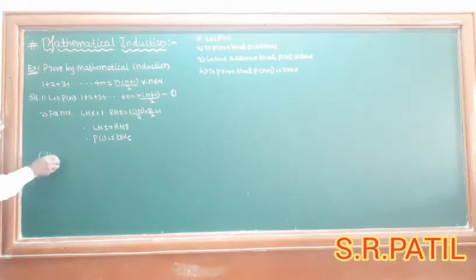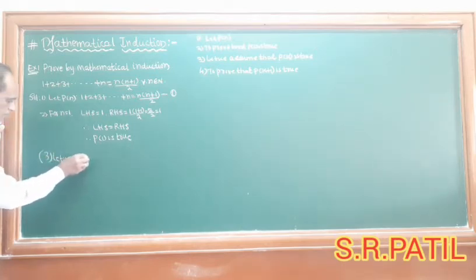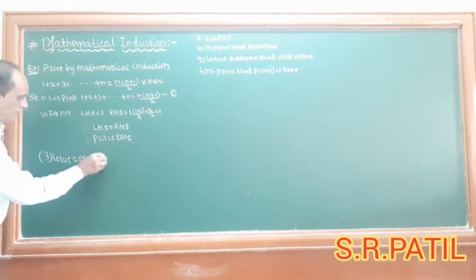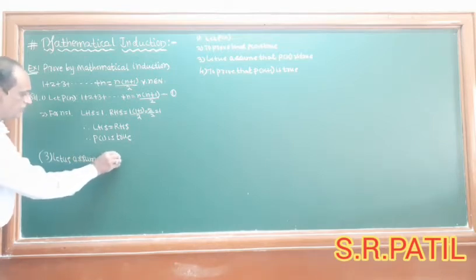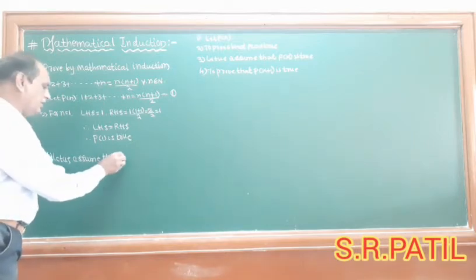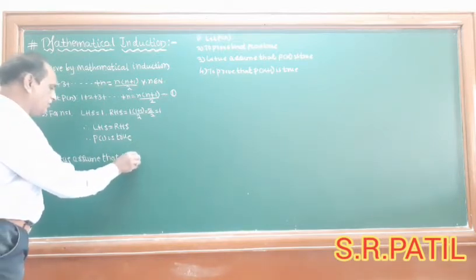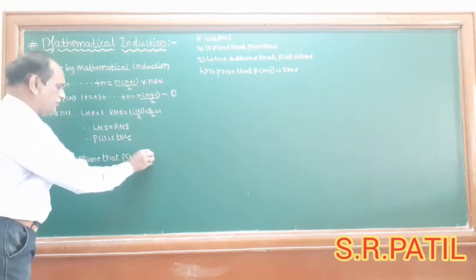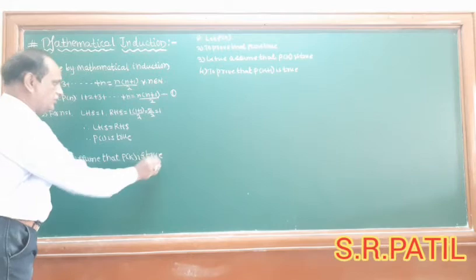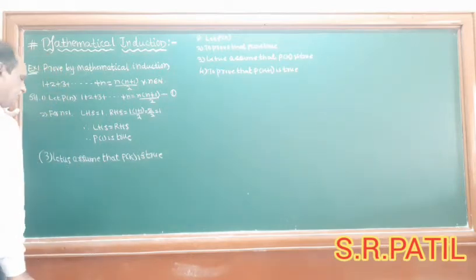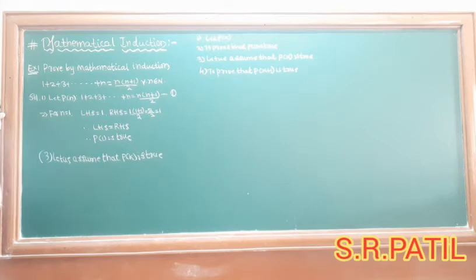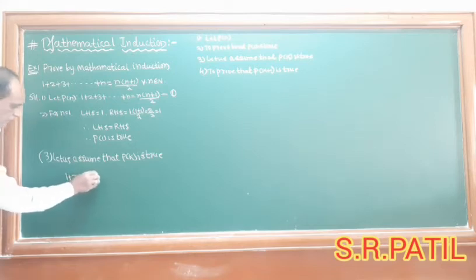So, let us assume that P of k is true. Assume that P of k is true on the assumption. In equation number 1, replace n by k. Therefore 1, then plus one is 2, then plus one is 3, then up to and so on.